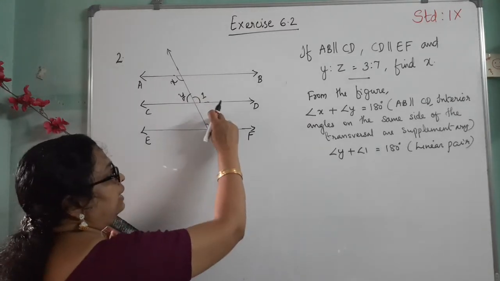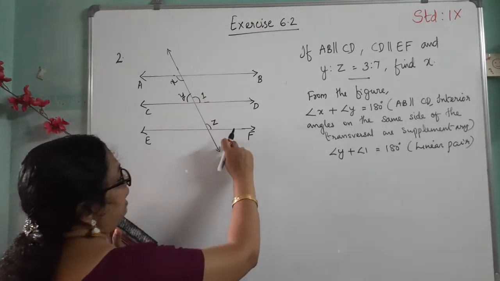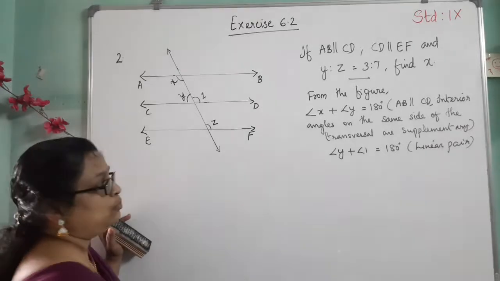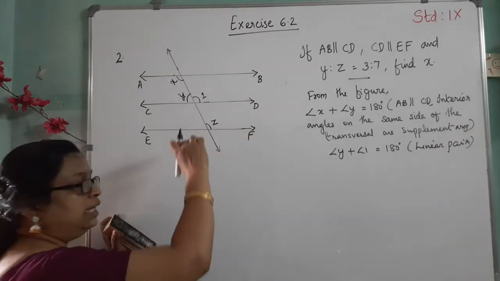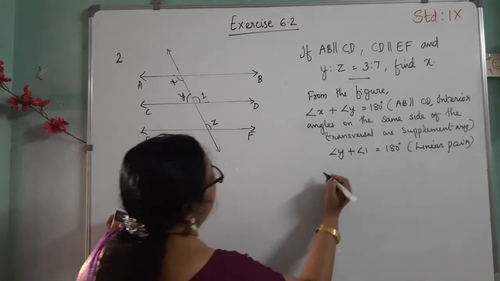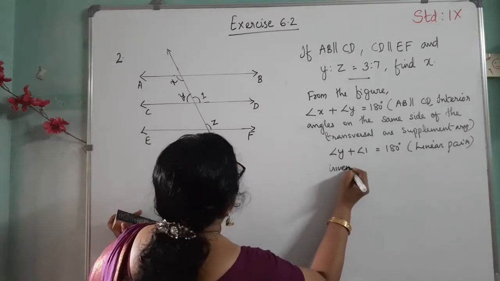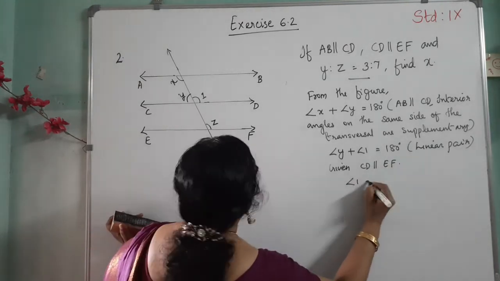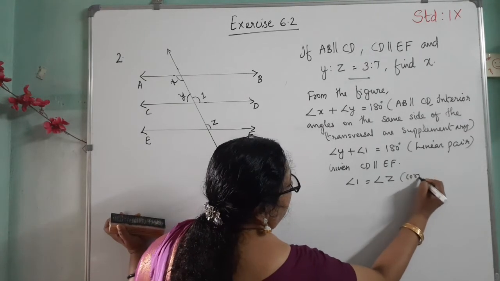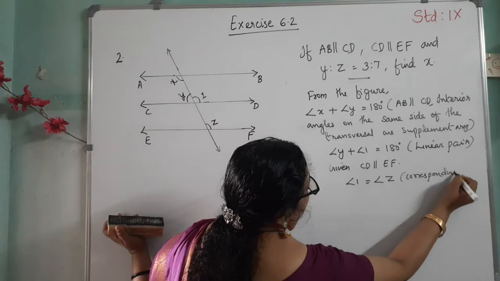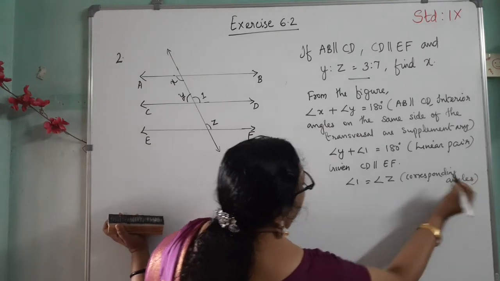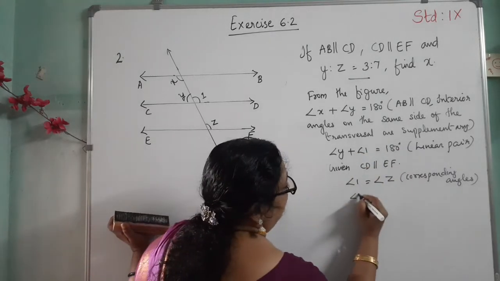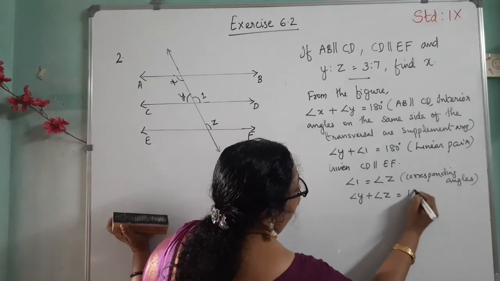But this angle 1 and angle z, these two lines are parallel lines. CD parallel to EF. Then angle 1 and angle z are corresponding angles. When two lines are parallel, then the corresponding angles formed are equal. So we can write, given CD parallel to EF, then angle 1 equal to angle z, corresponding angles. Then here y plus 1 equal to 180. So instead of 1 we can write z, that is angle y plus angle z equal to 180 degree.